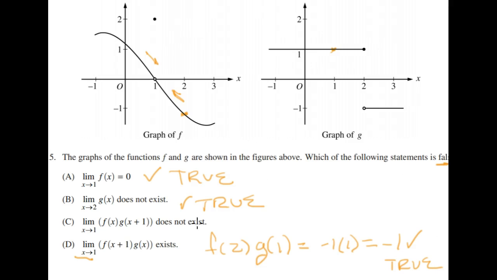So the only one that is suspect for us is C, where it's telling me that the limit does not exist. Okay, so clearly f of x, as x is approaching 1, f of x is approaching 0. So that's clearly 0. Now the question is what do I get if I take the limit as x approaches 1 of g of x plus 1?